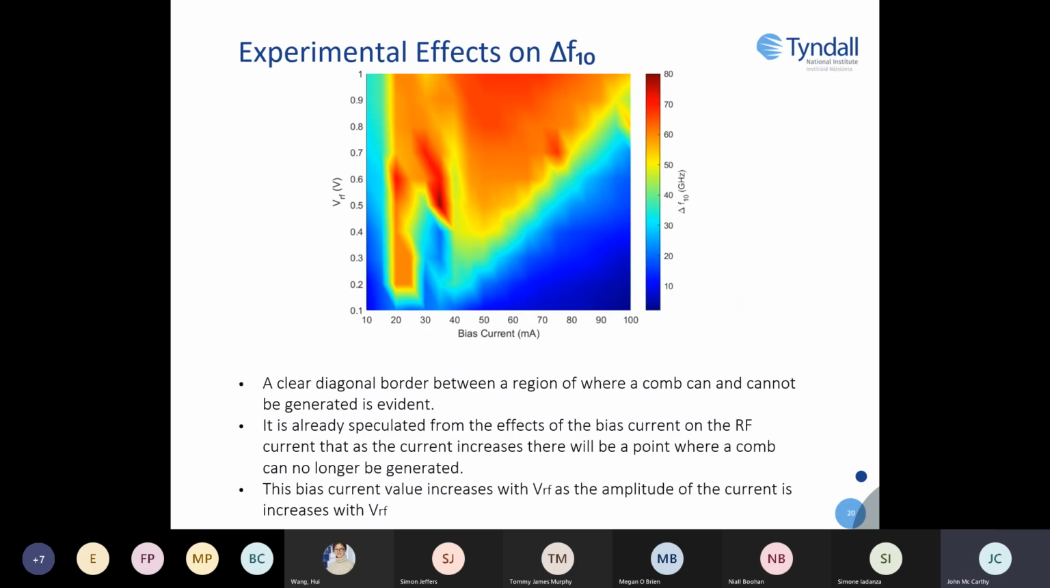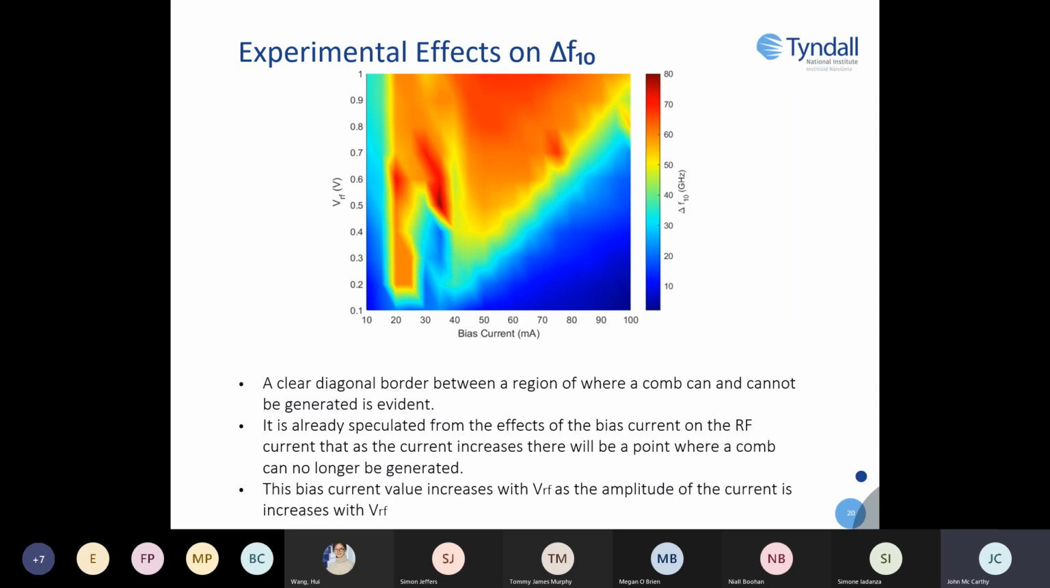So next I carry out the same measurement while varying the bias current and RF voltage. What is evident in this plot is that there appears to be a clear border region that separates a region of high delta F10 and a region of low delta F10. So this relates back to what I was talking about earlier when describing how the sinusoidal current was affected by the bias current. That is, there comes a point where the bias current causes the minimum value of the sinusoidal current to no longer fall below the threshold value of the device. In other words, there is a maximum value for the bias current that can be used to generate combs.